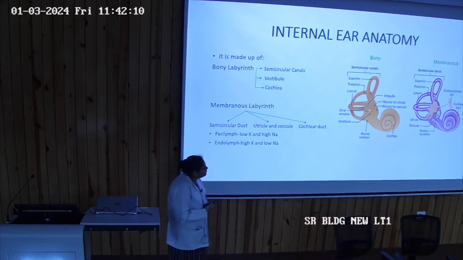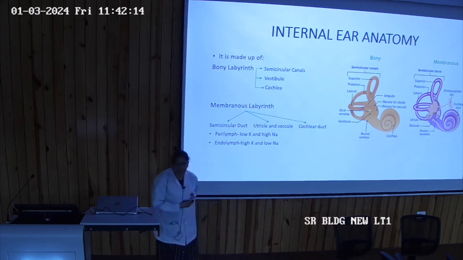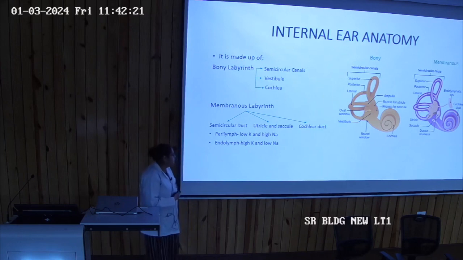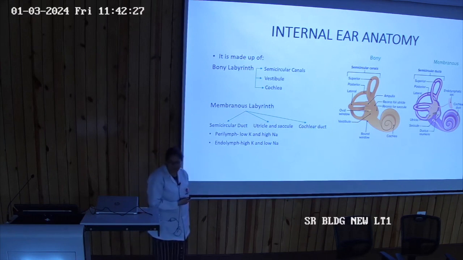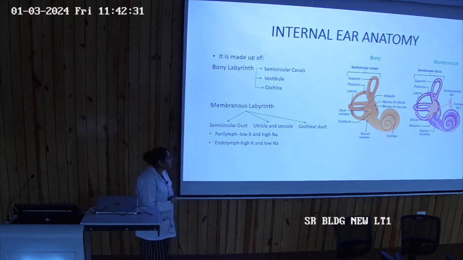Between the bony labyrinth and the membranous labyrinth, there is a fluid-filled cavity in which fluid known as the perilymph is present, whose ionic composition is similar to that of the extracellular fluid, so it is low in calcium and high in sodium. And the lumen of the membranous labyrinth is filled with the endolymph, whose ionic composition is similar to that of the cytosol, so it is high in calcium and low in sodium.